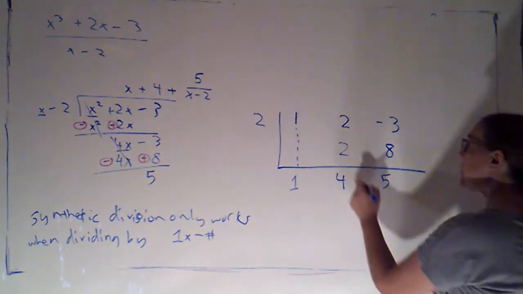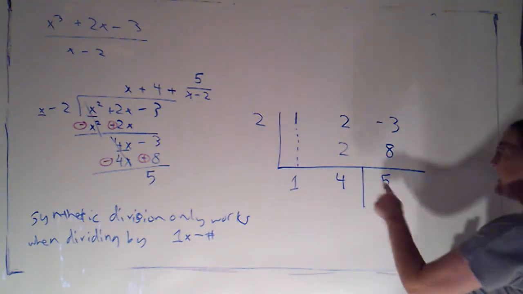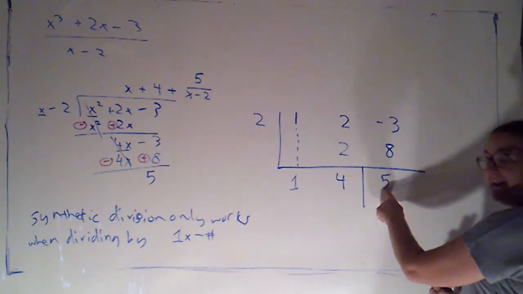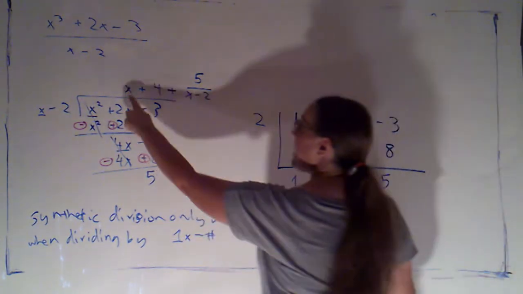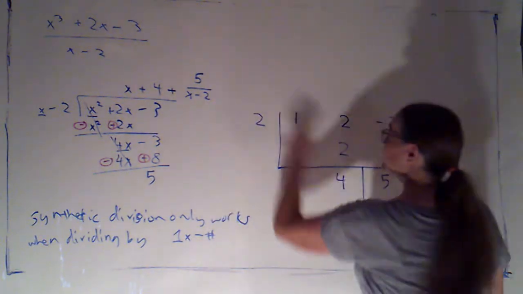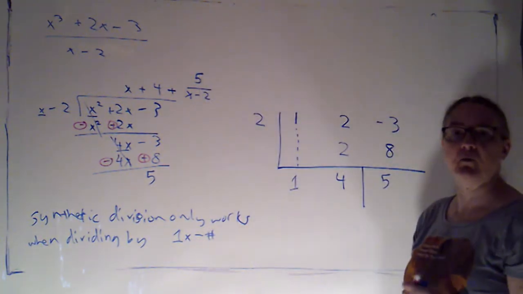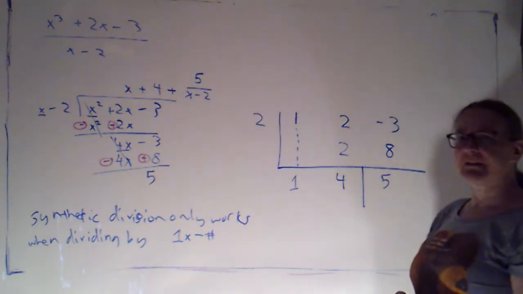But notice, now that's my answer in code. This last position is my remainder. This is my constant. This is my x's. Notice we got 1x plus 4 plus our remainder was 5, and we write plus our remainder over the divisor, or what we were dividing by. Kind of a cool technique.